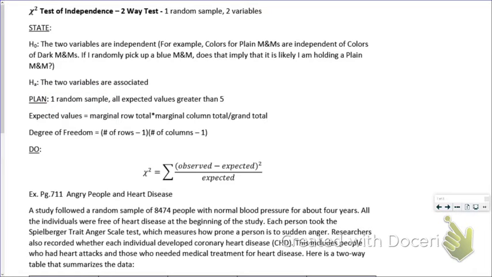All right, expected values still need to be greater than 5. All the math is identical to the homogeneity test. Let's run this test. Oh, actually, before we move forward, just like with homogeneity, the null was same. With this one, the null is independent. Those words go together in our null hypothesis. And then for HA, you're testing for an association. Okay, now let's do it.